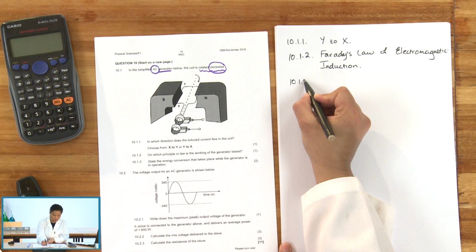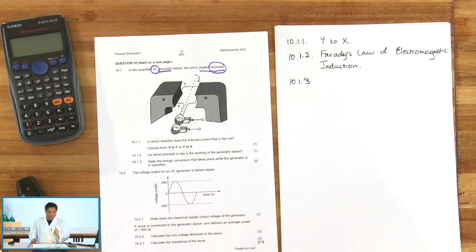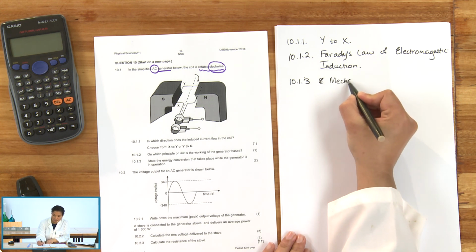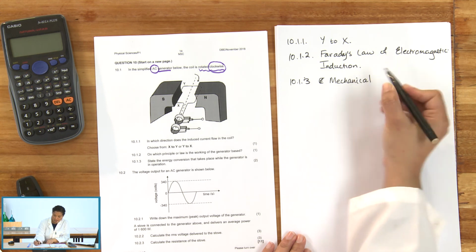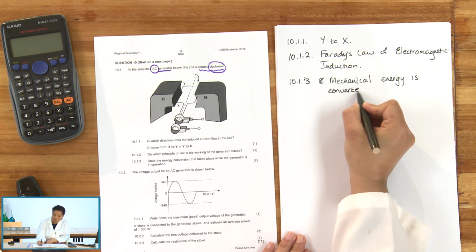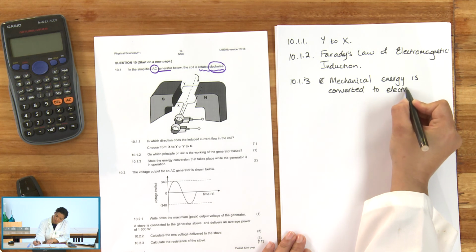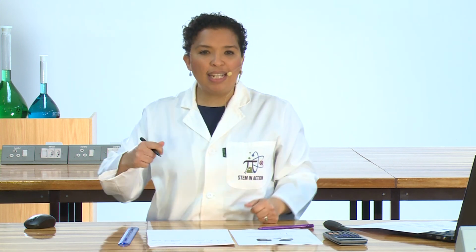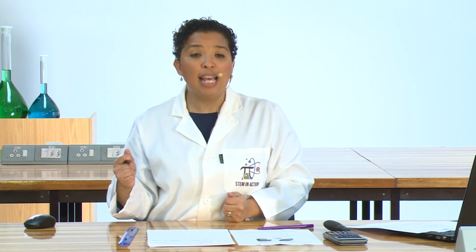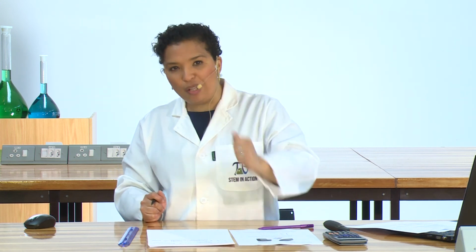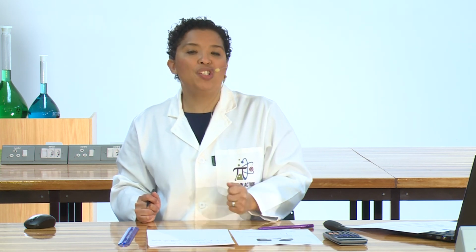Last question, 10.1.3. State the energy conversion that takes place while the generator is in operation. We know that for a generator, mechanical energy is converted to electrical energy. And to confirm the mechanical energy, we are rotating the coil in a magnetic field, and an induced EMF is generated. So we've got mechanical energy converted to electrical energy, and this is indicative of a generator.